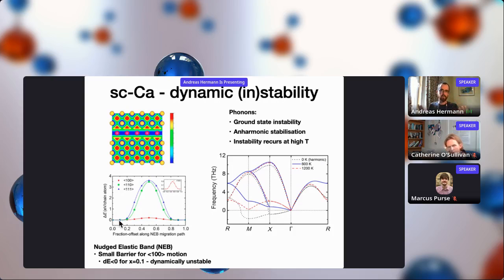And that is why the phonons come out imaginary, or why there's a dynamic instability, because you can gain energy by moving an atom away from the high symmetry site. And so here are our phonon calculations. Again, in the ground state, we probe this negative curvature around the lattice site, and so we get an imaginary phonon mode.